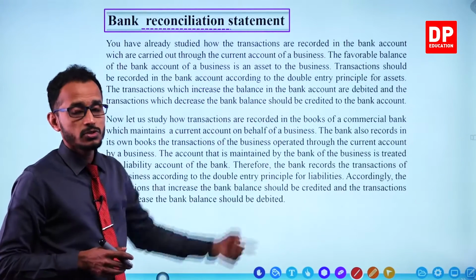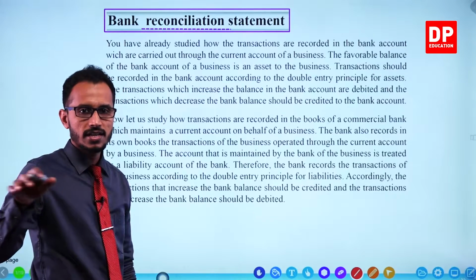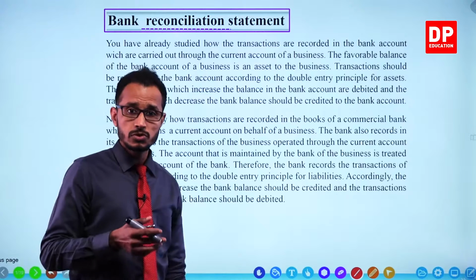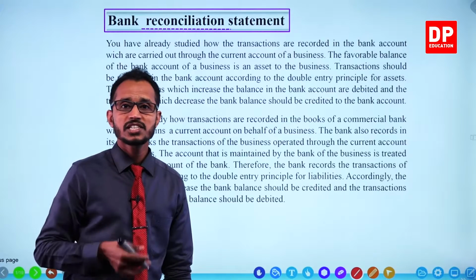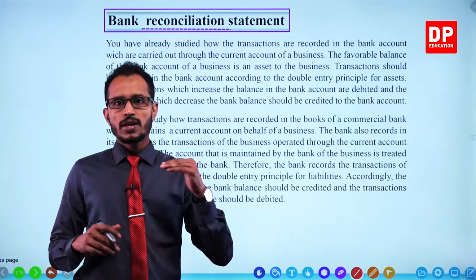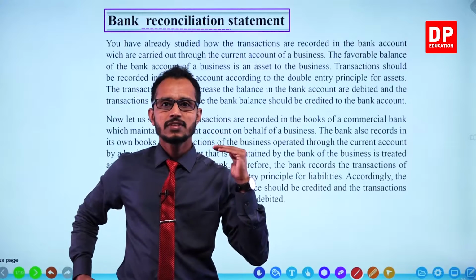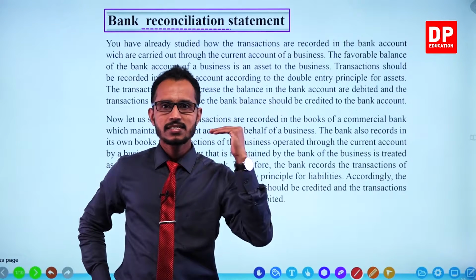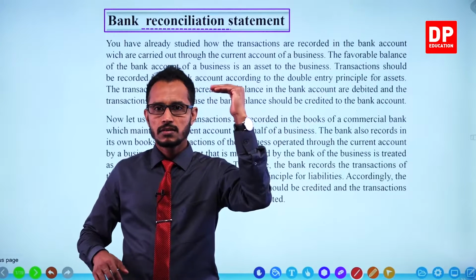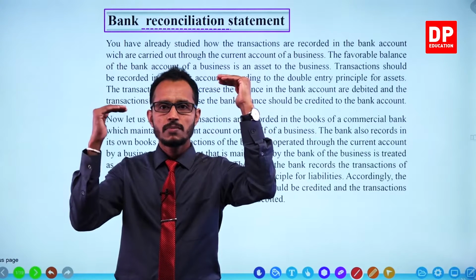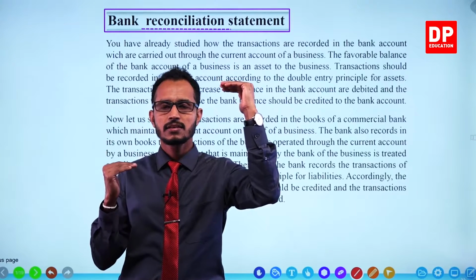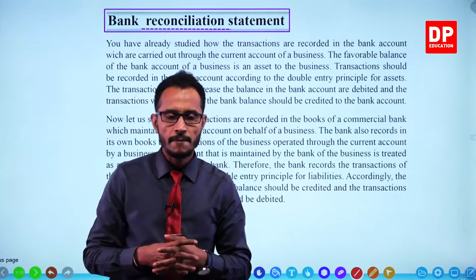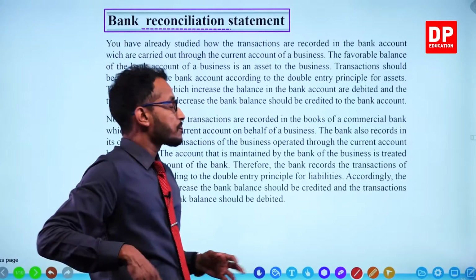And the asset principle is used, that is an extra point here. The asset principle is used when recording transactions in the bank account. When the bank balance increases, when the bank balance goes up, the bank account is debited. When the bank balance decreases, the bank account is credited. Yeah, asset principle.